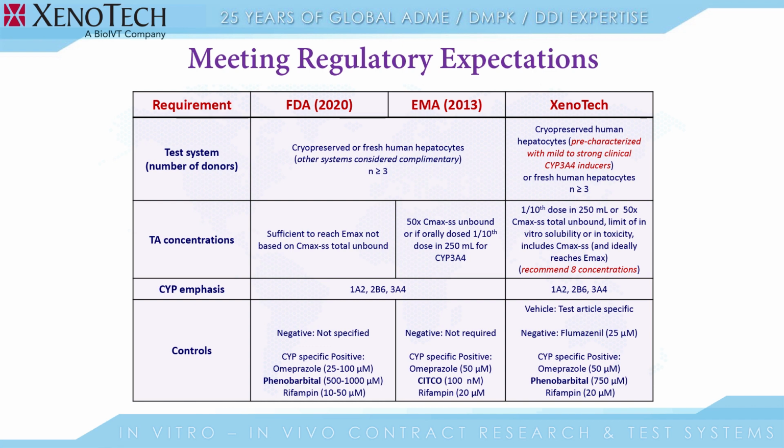So for the test systems that need to be tested when looking at enzyme induction, both the FDA and EMA recommend using cryopreserved, characterized, or fresh human hepatocytes. Now, other systems can also be considered if they complement this and there's a need for them. Both regulatory agencies suggest that a minimum of 3 donors are looked at.